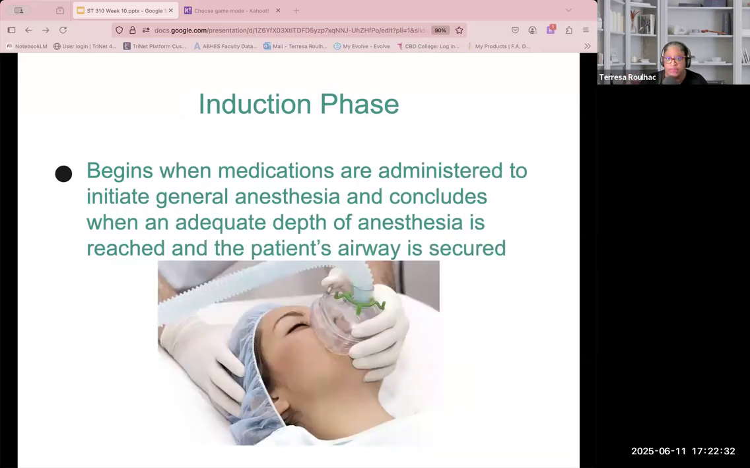With induction, again, they're getting their medication. It is now being initiated by the anesthesia provider, whether it's a CRNA or an anesthesiologist. And again, this stops when the patient has reached an adequate depth of anesthesia and their airway, that's important, is secured. Okay, because you don't want anything to be moving, for anything to pop out, or the patient to go into laryngospasms.